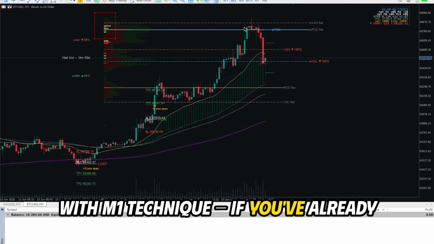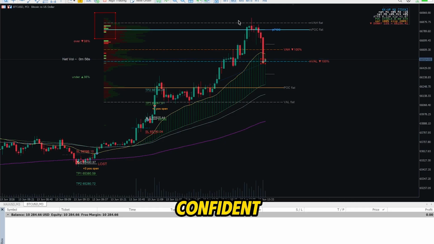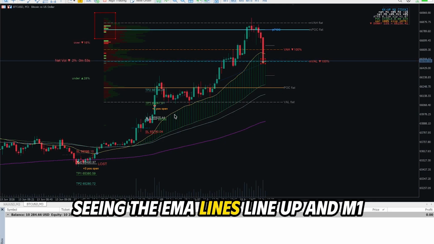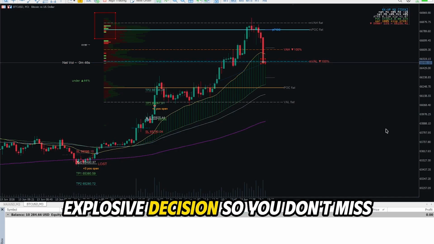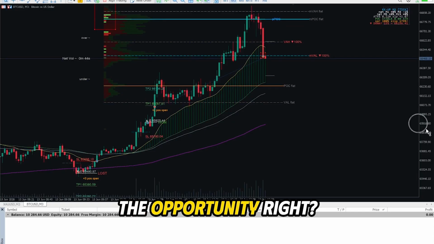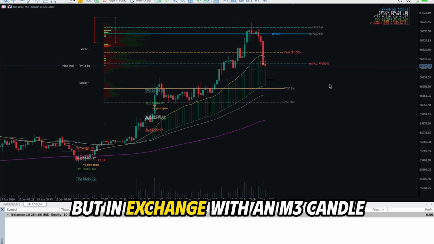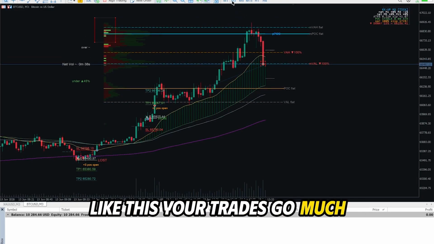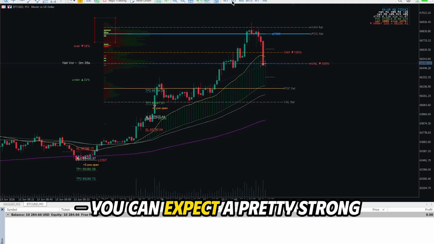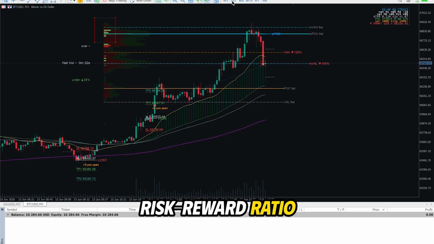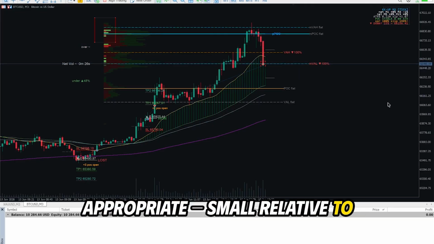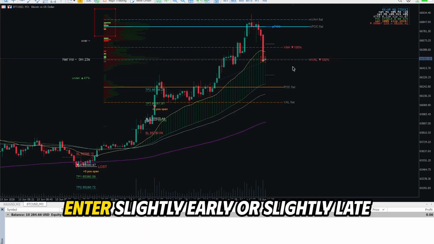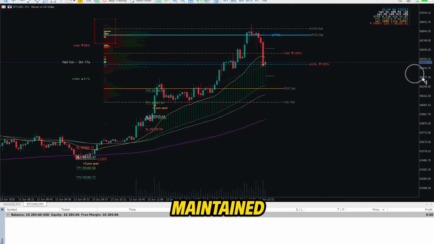With the M1 technique, if you've already studied KenKem, you probably feel very confident. Seeing the EMA lines line up, M1 gives you the sharpest, fastest, most explosive decision, so you don't miss the opportunity, right? But in exchange, with an M3 candle like this, your trades go much further. You can expect a pretty strong risk-reward ratio. So as long as you keep the lot size appropriate, small relative to your risk tolerance, whether you enter slightly early or slightly late, your profit expectation can still be maintained.